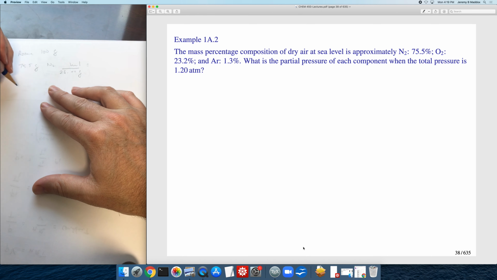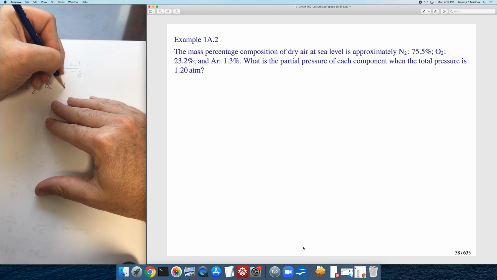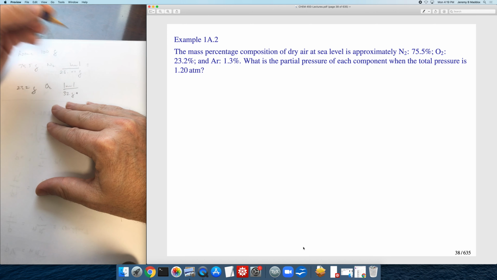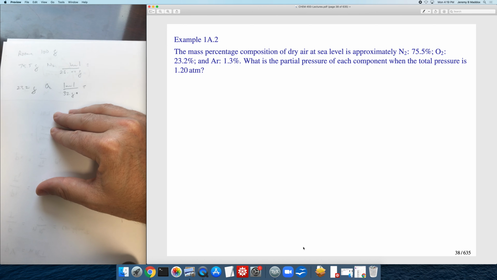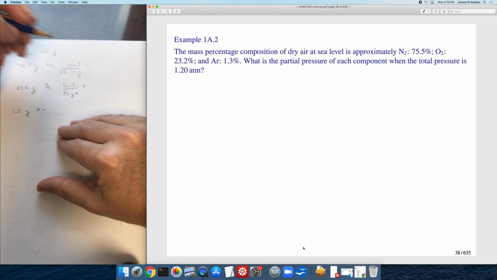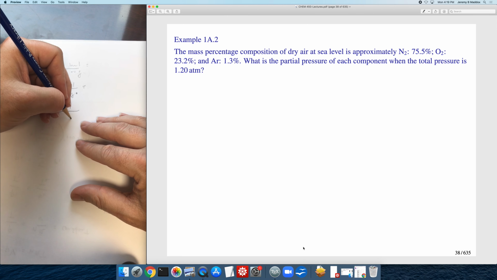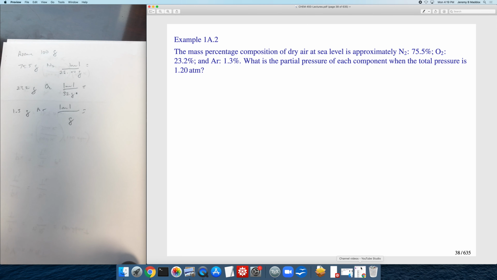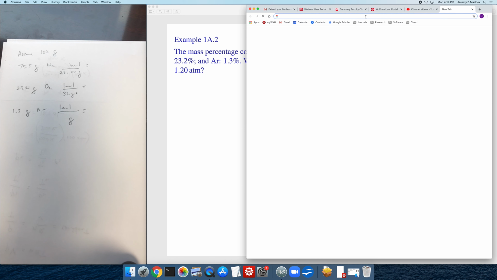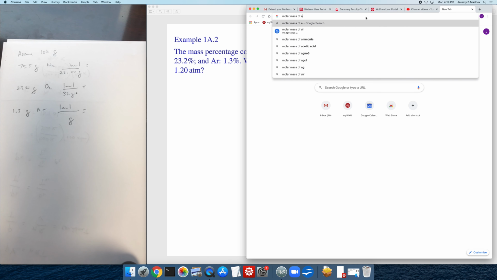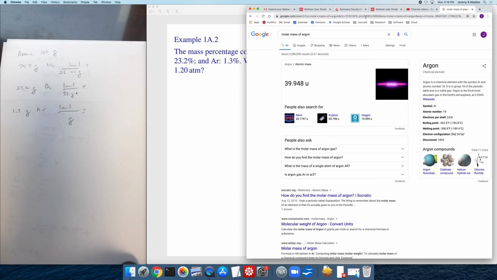We'll do the same thing for the O2. We'll take the 23.2 grams of O2 and divide by its molar mass. And we'll do the same thing for argon: 1.3 grams of argon. Unfortunately, I don't remember argon's molar mass off the top of my head, so we're going to have to quickly look that up. 39.95.